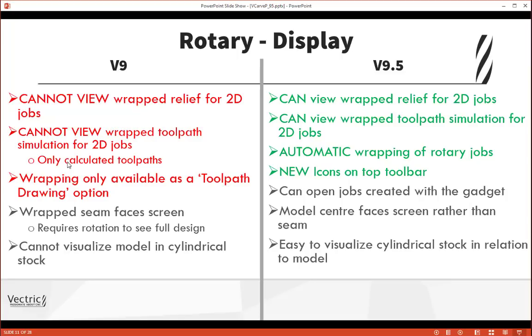And when creating, for instance, some text in the center of a piece, when that's wrapped, the center of the workpiece will be facing you on the screen rather than the seam, so it makes far better sense to see the center of the job facing you. And of course, since we're able to see the cylindrical stock, it makes it far easier to visualize this around the component that you're actually working with.